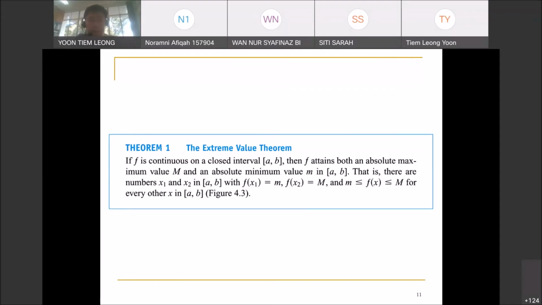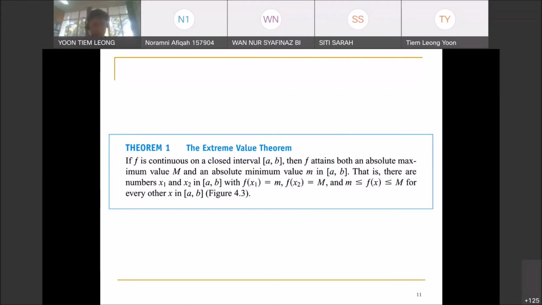If the function is not continuous, then the statement will not be correct. Right? So this condition, that a function must attain at least an absolute maximum and an absolute minimum, holds for a function which is continuous within the closed interval of a and b. But if it's not continuous within a closed interval, then it doesn't guarantee you an absolute maximum or absolute minimum.